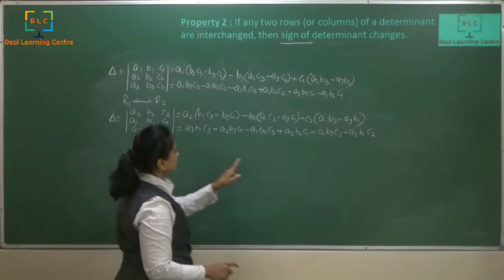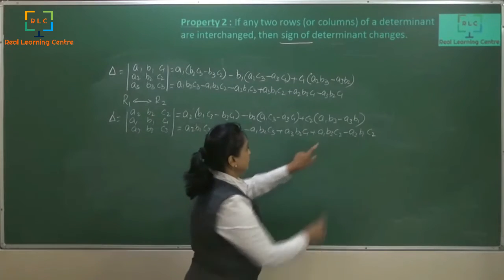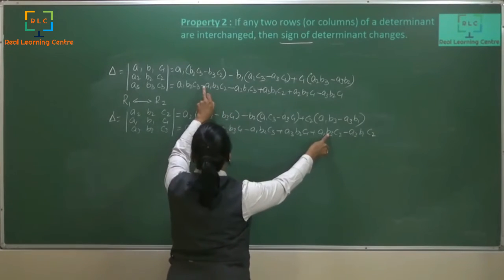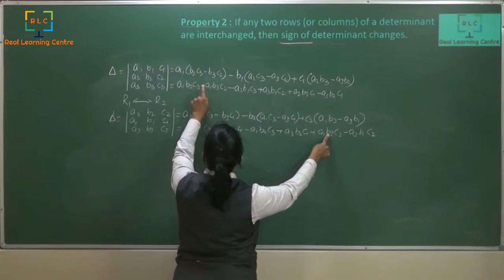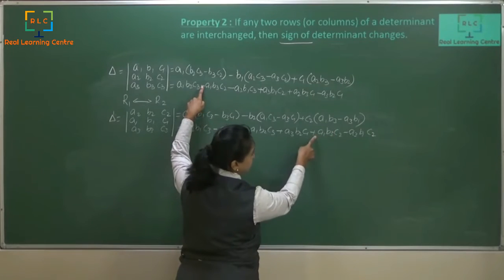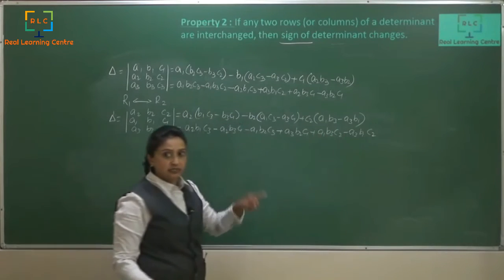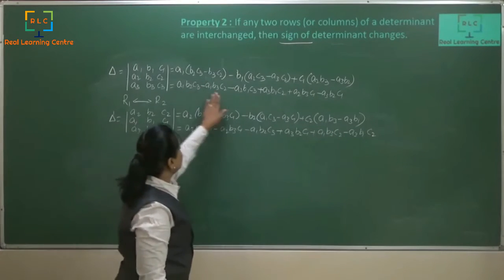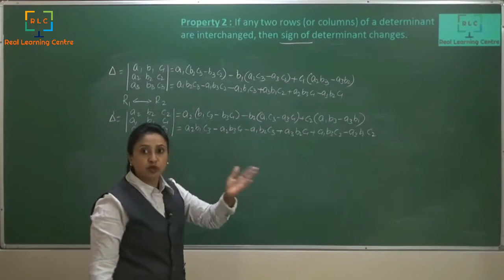Where is 1 3 2? You have 1 3 2 here. See, 1 3 2 is having minus here. A1 B3 C2 is having minus, but here you have plus. So every other term in this and this are having the opposite sign.